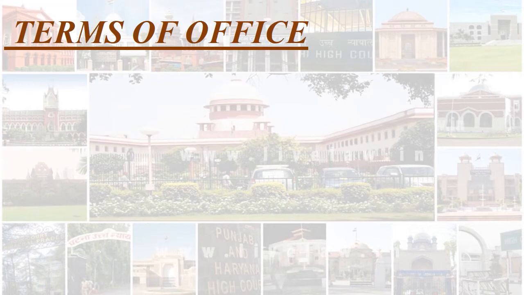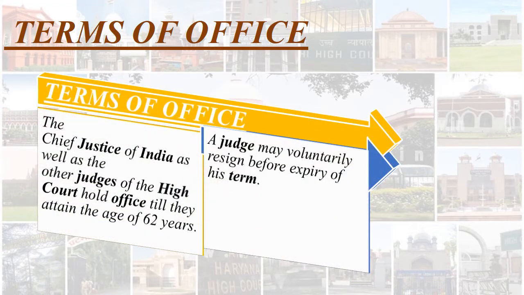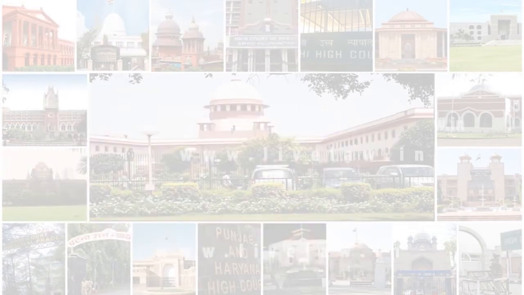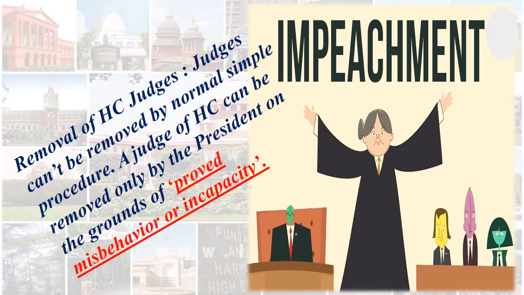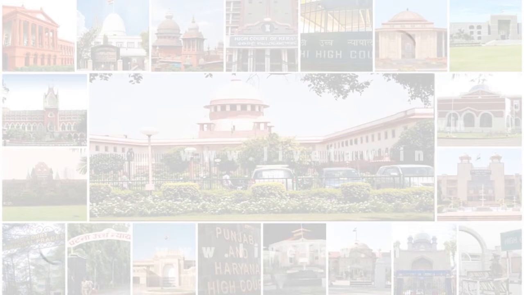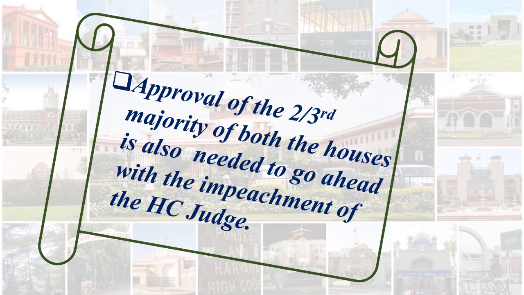Every judge of the High Court will hold office until he attains the age of 62 years. He can be removed from office on the ground of proved misbehavior or incapacity. Both houses of Parliament pass a resolution by a majority of the total membership of that house and a majority of not less than 2/3 of members present and voting. Thus, judges of the High Court are removed by the same procedure as judges of the Supreme Court. A judge of the High Court may resign by writing to the President.